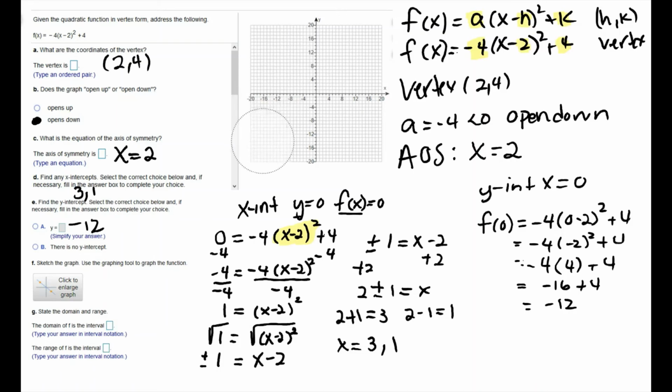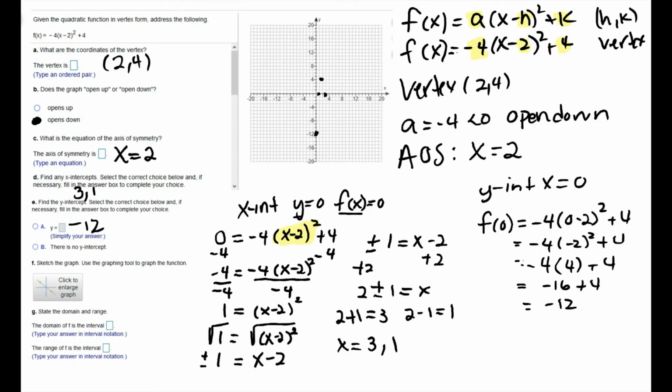The next part says sketch the graph and use a graphing tool. So I'm going to plot my vertex. My vertex is at 2, 4. I found x-intercepts at 3 and 1. I have a y-intercept at negative 12.